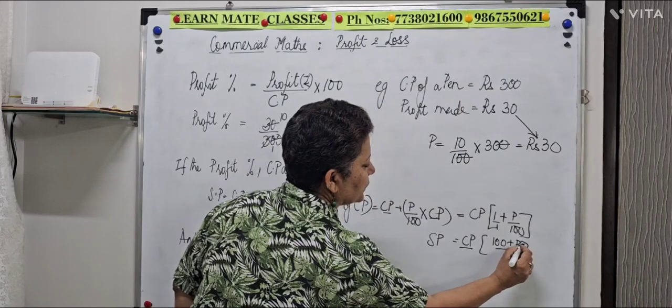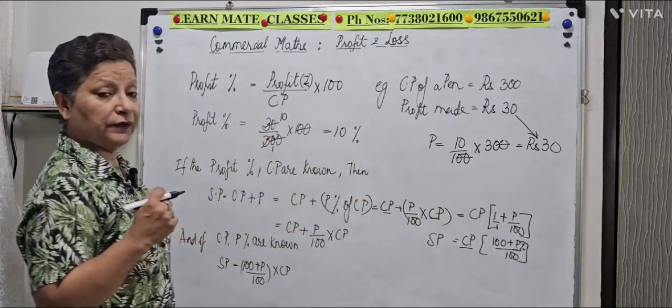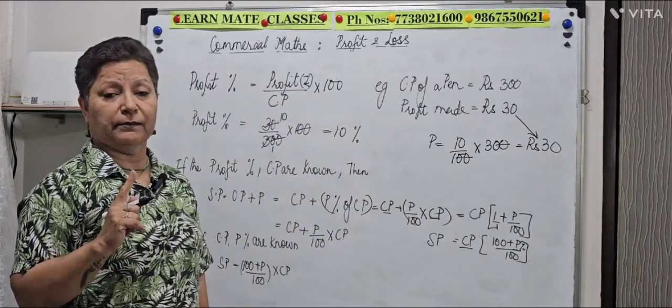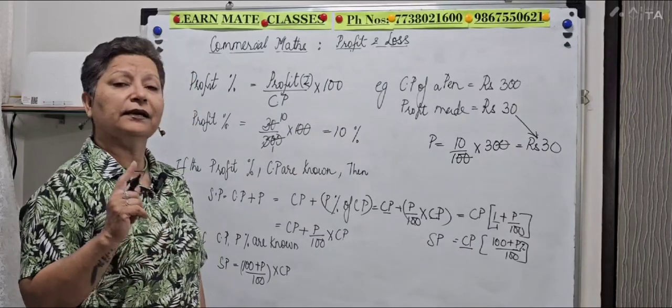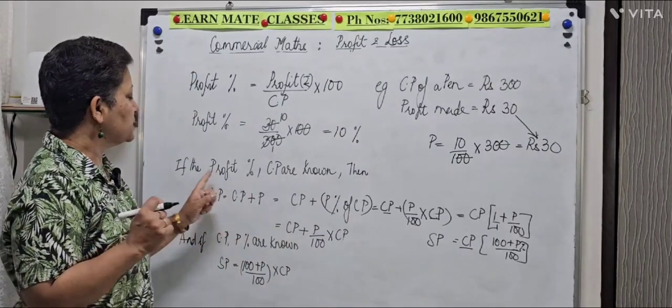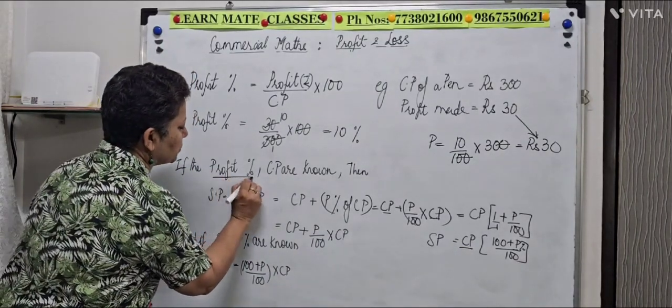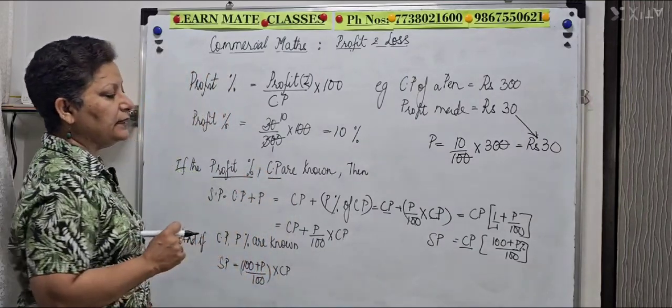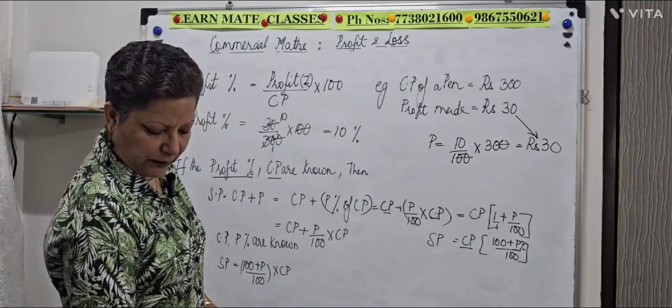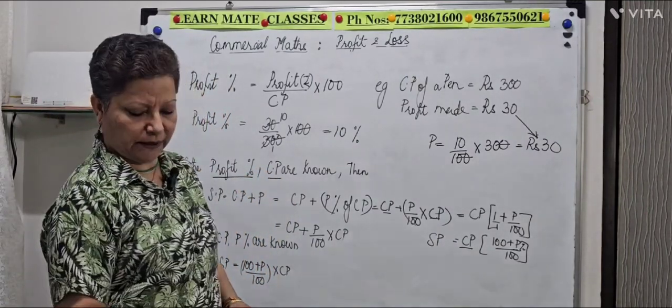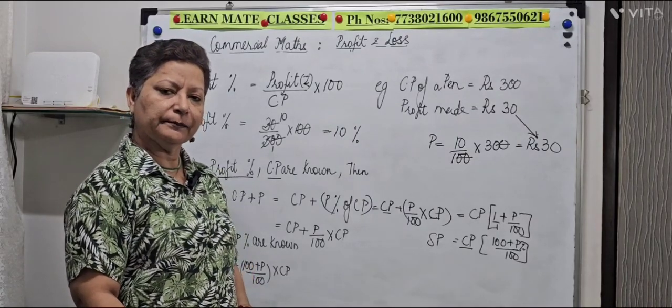Here, mind you, this P is nothing but the profit percent. We are not talking about profit in terms of rupees. We are talking about profit percent because this is what is given to you. Profit percent and cost price are given. Is that okay? So this is how you deal with it when these two are given.